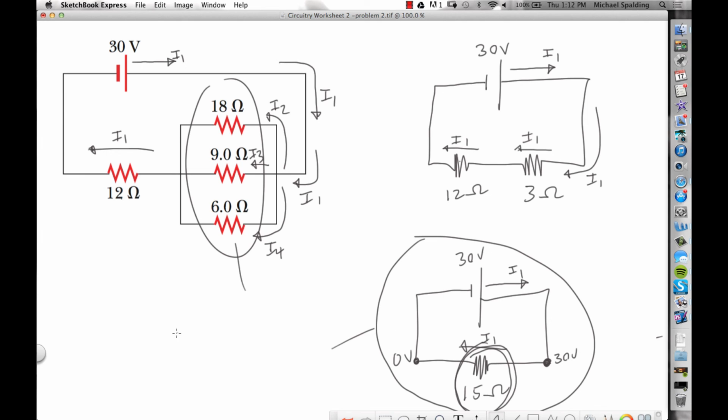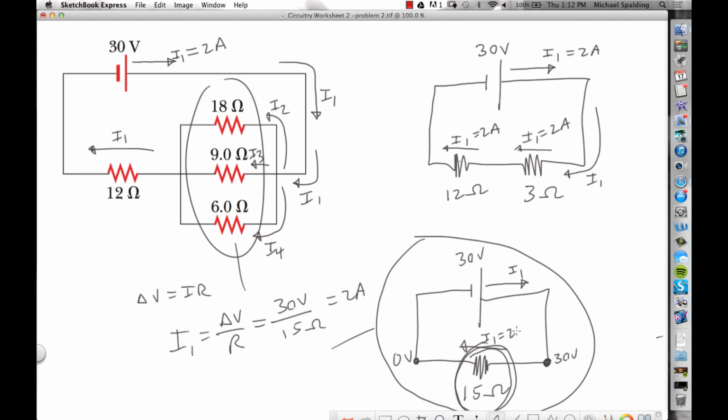Okay, so I1 is going to be, so we're using Ohm's law. Ohm's law is delta V equals IR, right? So rearrange that. I is delta V over R. So it's 30 volts over 15 ohms, which gives 2 amps. So that's I1. And then over here, this is 2 amps, and this is 2 amps. Everywhere that we have I1, it's 2 amps.